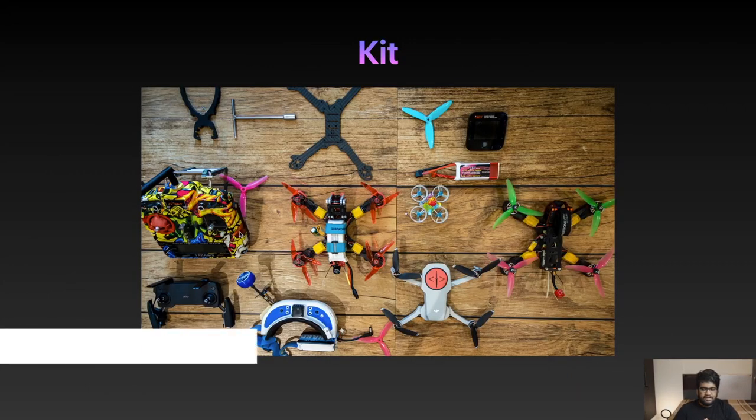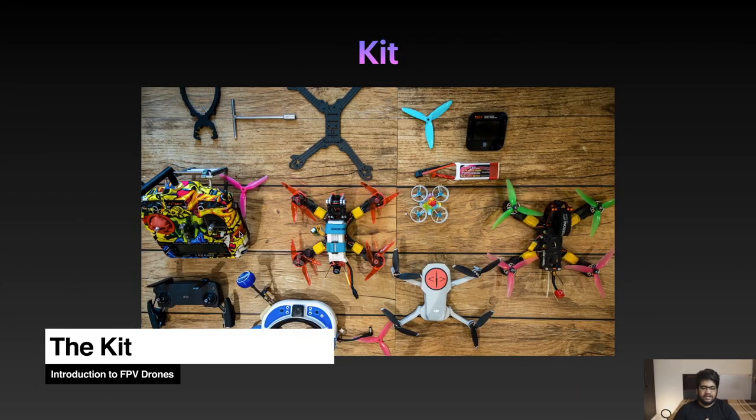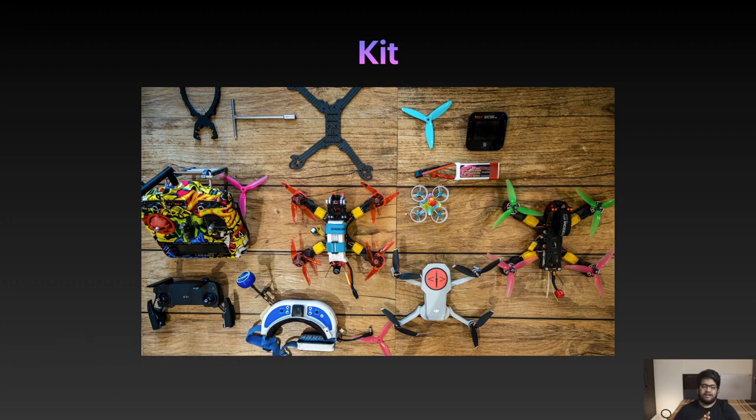So let's start this class by talking about the kit. If you want to make your own drone, and if you have already made your own drone in the past, then you know that a lot of different things are required to build a drone. You need a transmitter, you need a receiver, you need a frame, you need motors, electronic speed controllers, and all kinds of things. So it is not cheap. It is a very expensive hobby to build a drone, and hundreds of dollars and thousands of dollars can be invested to make the right drone for your choosing.